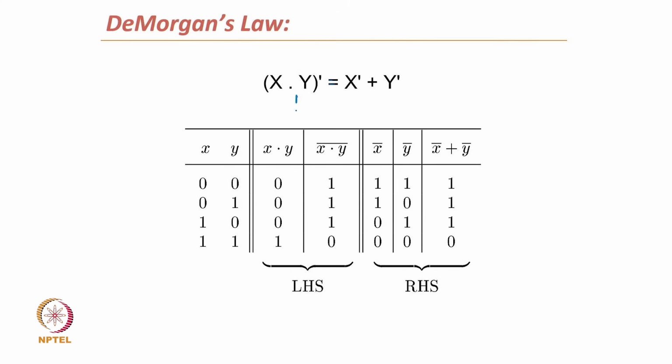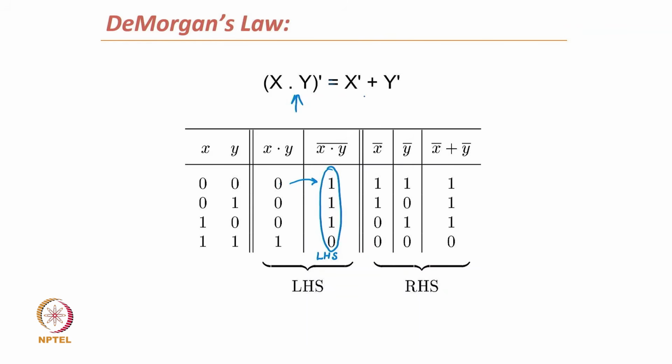Now, we first calculate the left hand side, which is x dot y and then the whole bar. We first calculate x dot y, which comes out 0 0 0 1, and then the bar of x dot y, which is the inverted x dot y. So, this is 1 1 1 0. This is our left hand side.